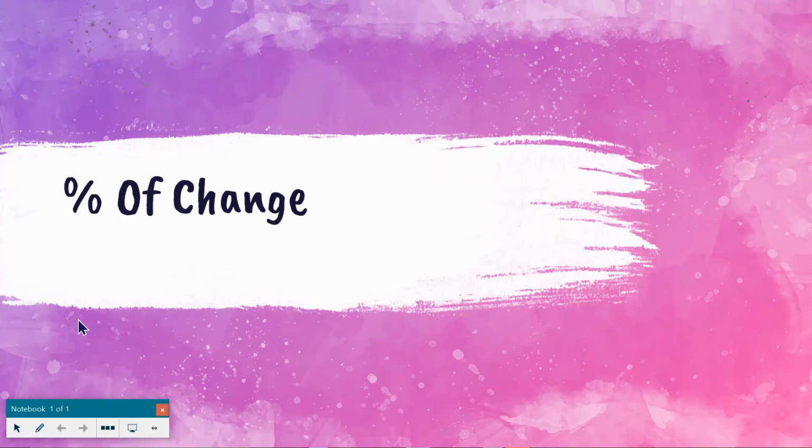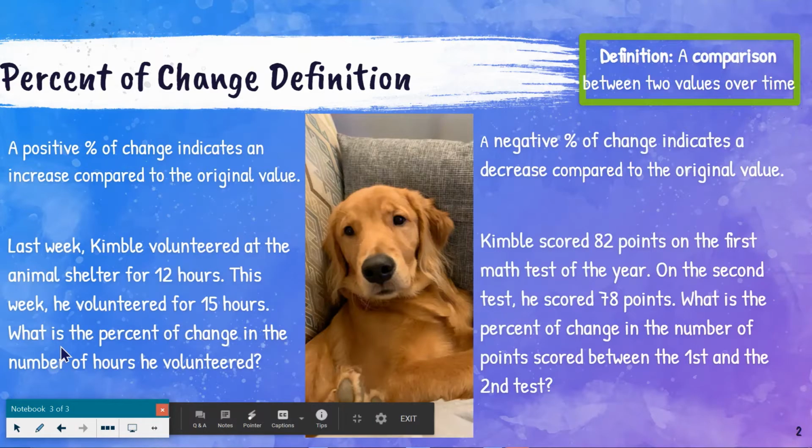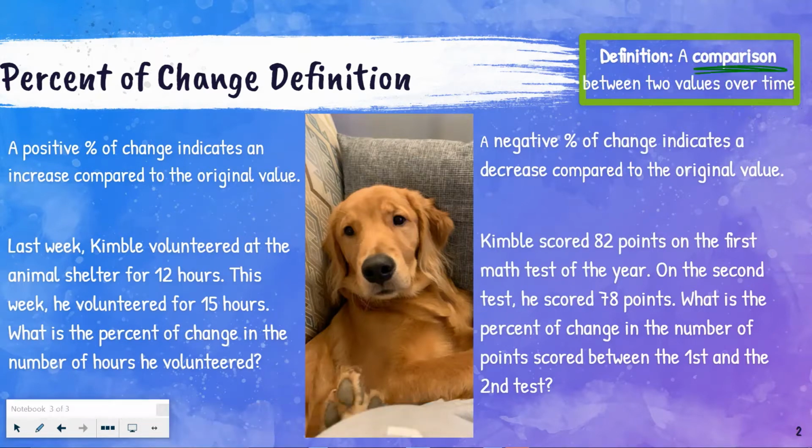All right, in this video, we are going to be talking about percent of change. And really, it's right in the name what that means. It's how much something changes by, written as a percent. So this is just a loose definition of what percent of change really is. It's a comparison between two values over time. Over time is really the important part that we want to focus on.